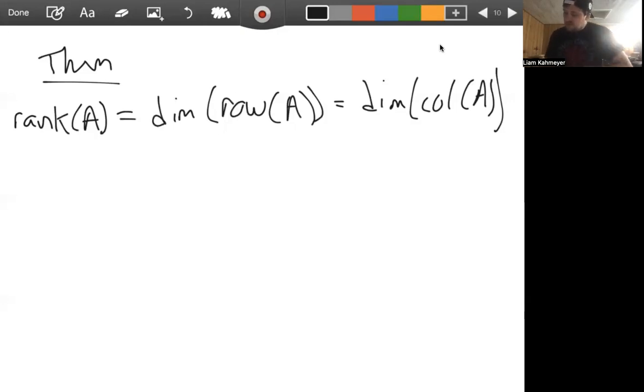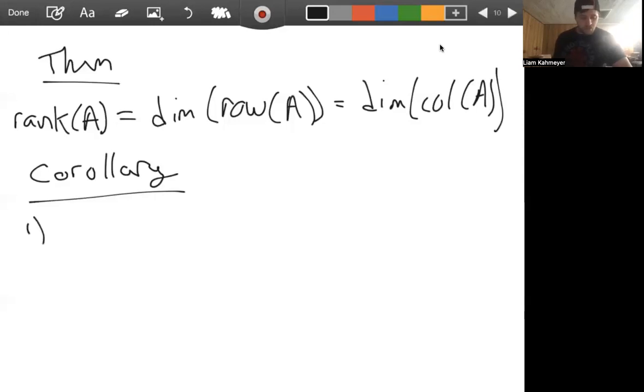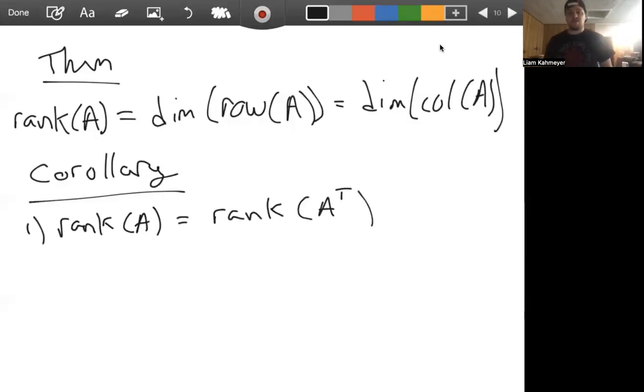Okay, from this theorem, we have a lot of results kind of immediately just from understanding this theorem here. So we'll list this as a corollary. The first is that the rank of a matrix A is the same as the rank of its transpose. Well, that makes sense because when you take the transpose, you swap the rows for the columns, but the dimension would be unchanged, right? If you swap them, the dimensions are the same, so the rank's going to be the same.